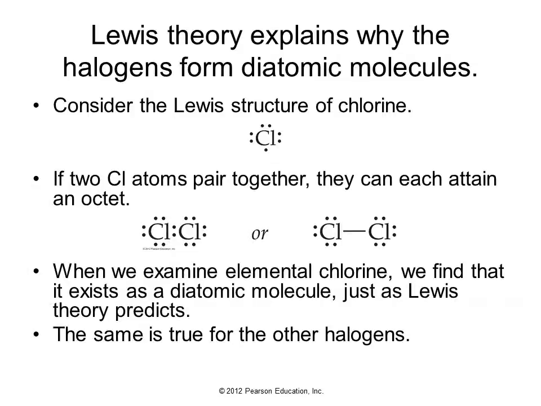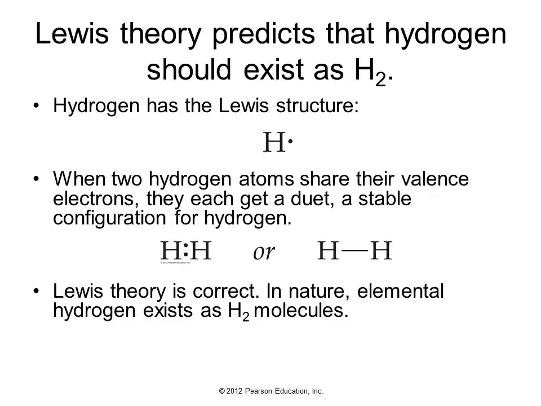Lewis theory explains why halogens are diatomic molecules. Basically, chlorine needs 1 more electron, and so what happens is that each chlorine shares their lone electron to form a bond pair. It also predicts that hydrogen would be diatomic because they need to share their single electrons to form a bond pair.